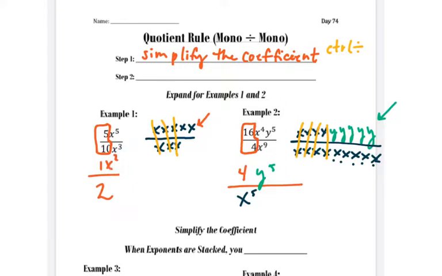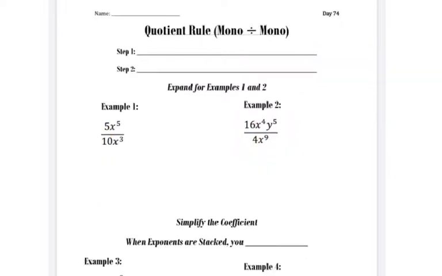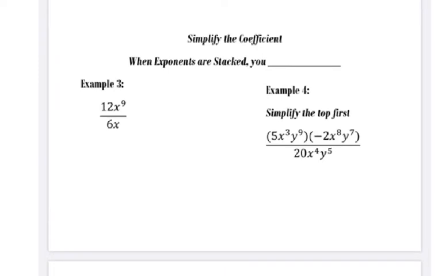So this time, instead of expanding it, we're going to write that step 2 says, when exponents are stacked one over the other, you subtract. When exponents are stacked, you subtract. So let's try the examples below, but we're going to do it in that way. Okay. So now it says the rules: simplify the coefficient. When exponents are stacked, you subtract.